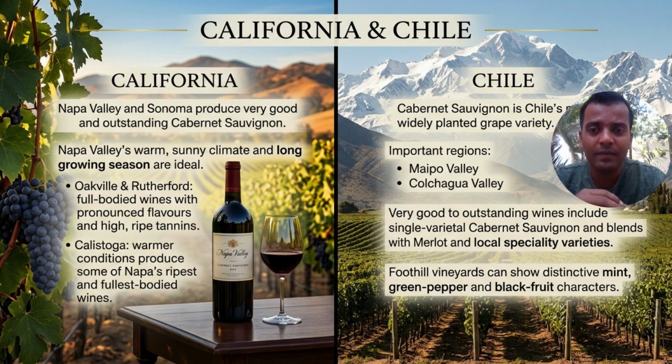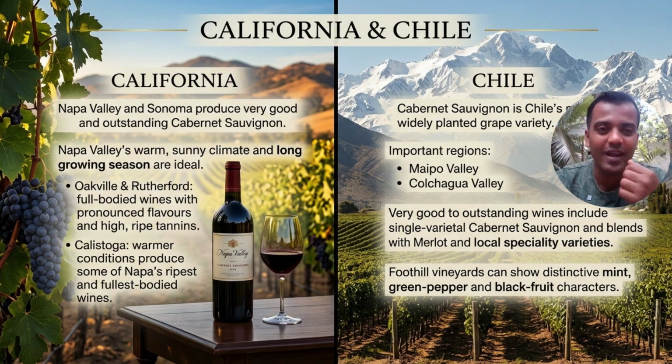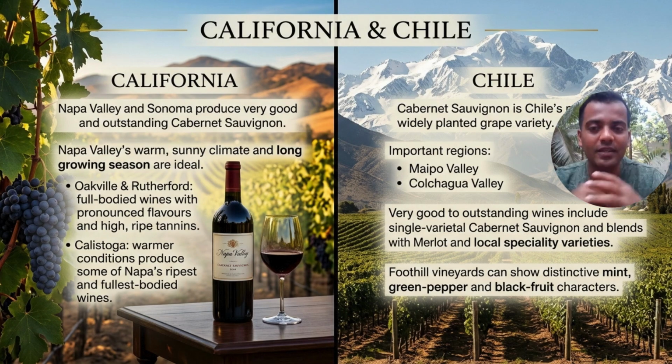So Napa Valley is a warm climate, significantly warmer than Bordeaux, and it has a very sunny, longer growing season. So Oakville and Rutherford are the most important sub-regions found in Napa Valley, known to produce wines with full-bodied, pronounced flavors of black fruits like blackberries, black currants, black cherries, with high levels of tannin, as well as these tannins are much riper. So it gives a kind of balance, a fruitier character to these wines.